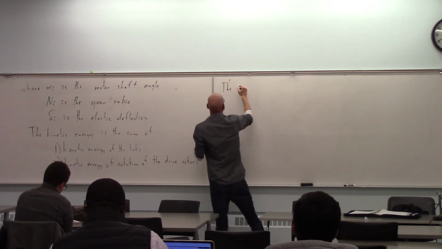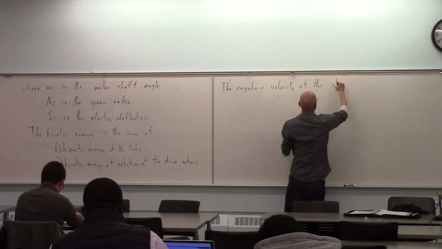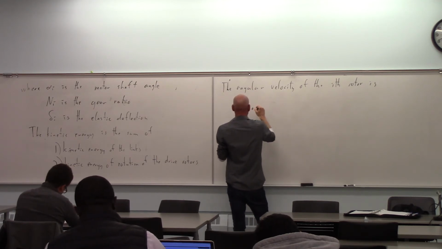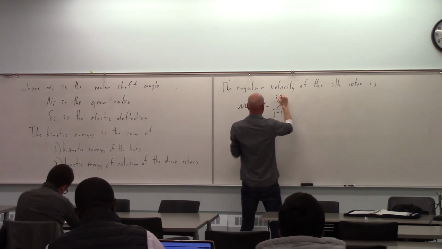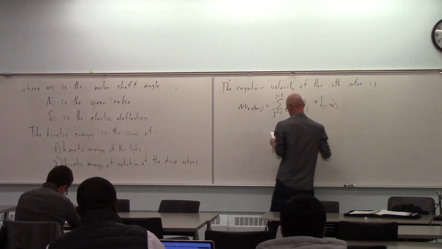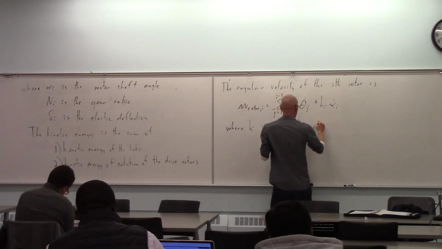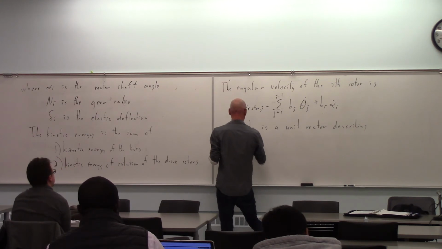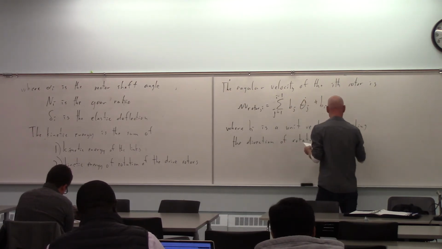So the angular velocity of the i-th rotor is omega rotor i equals the sum from j equals 1 to i minus 1 of bj theta j dot plus bi phi i dot, where bi is a unit vector describing the direction of rotation for joint i.